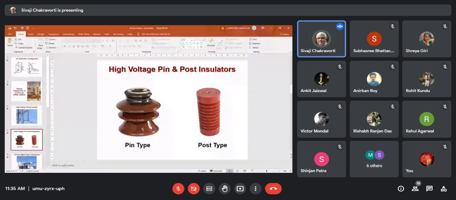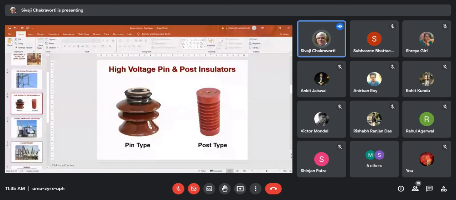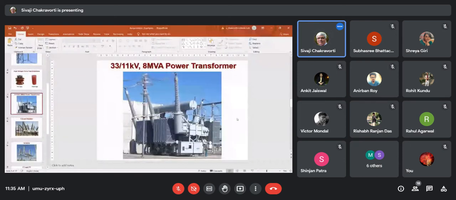And a very important example is this one. This is a power transformer, where this big cylindrical object you can see is the conservator. Can you tell me what are these three objects that are coming out from the transformer? Here you can see my mouse moving. What is it called? Bushings.